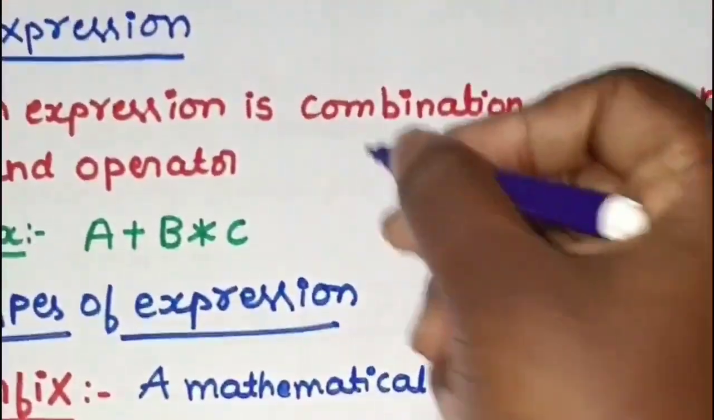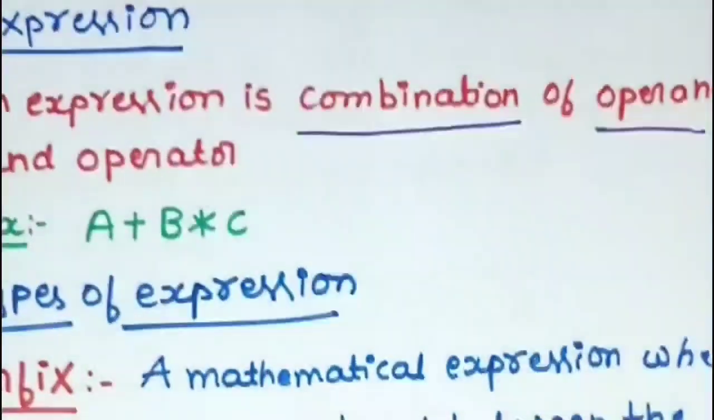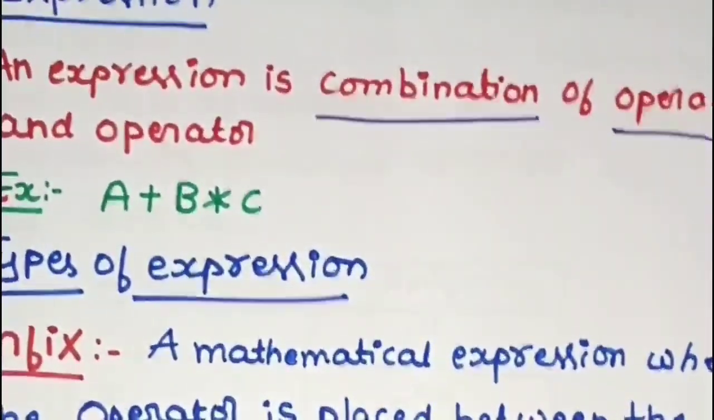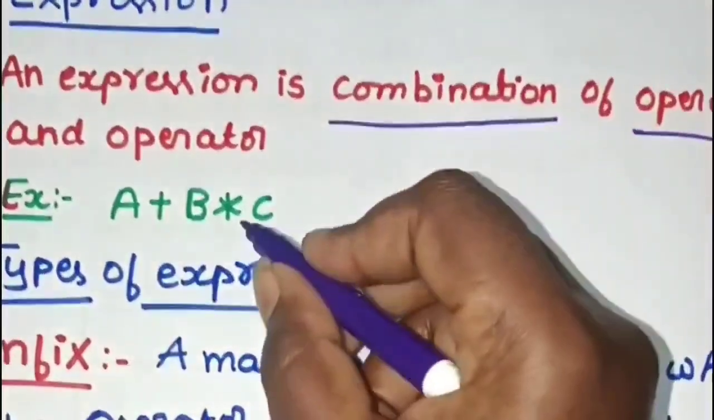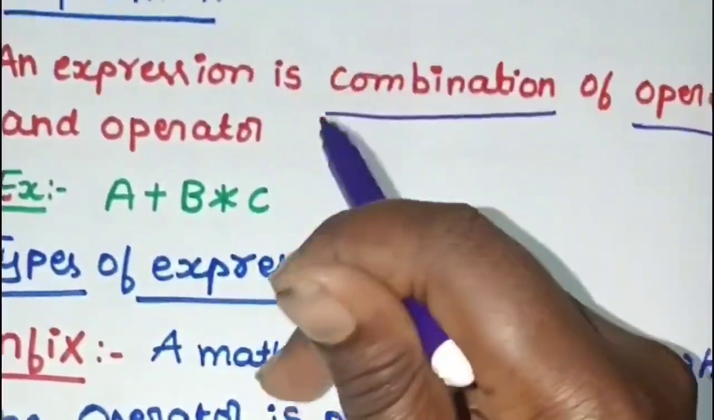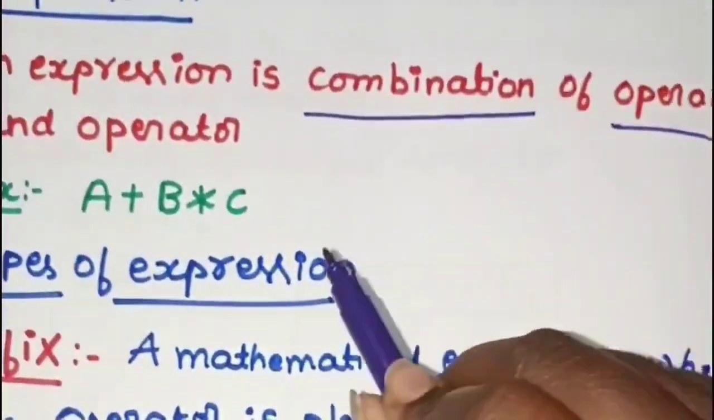Expression. What is an expression? An expression is nothing but a combination of operands and operators. What is an operand? Operands are variables like A, B, C. These are all called operands. And the operators? What are operators? Plus, minus, division, all these are operators. So an expression is a combination of operands and operators.